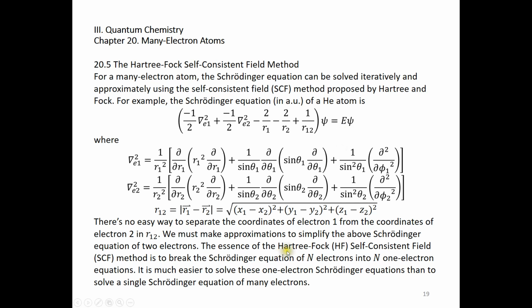And the essence of the Hartree-Fock self-consistent field method is to break the Schrödinger equation of two electrons into two simpler Schrödinger equations, each containing only one electron. So we're about to just solve one electron Schrödinger equations. What if we have many electrons? Well, we will just break the Schrödinger equation of many electrons into many one electron equations and solve those one electron equations first, and then finally come up with a solution to the Schrödinger equation of many electrons approximately. This is just because it's much easier to solve one electron Schrödinger equations than to solve a Schrödinger equation of many electrons.